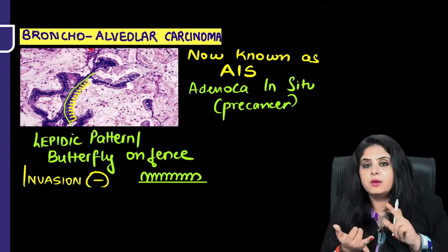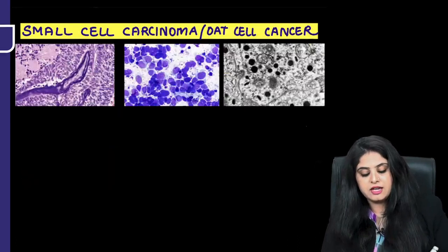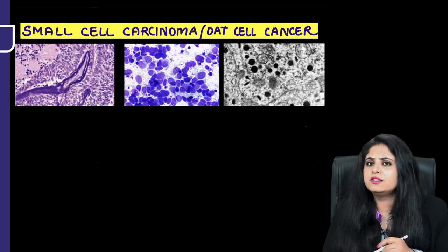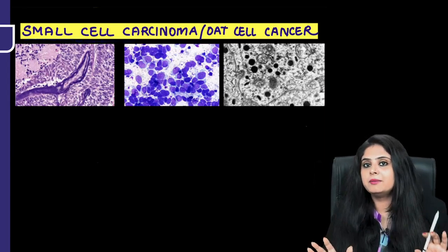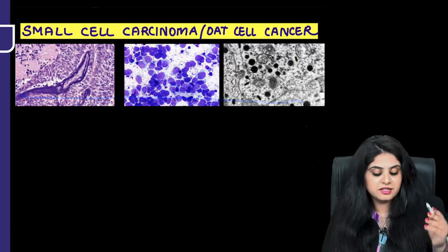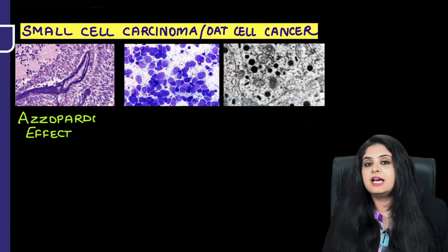Okay, so squamous done, adeno done. The last one that we have is small cell. Remember my mnemonic always in the videos, I say that small cell is sounding small but is chota packet bada dhamaka. It's going to show you a lot of things. So the first picture that it shows you is the Azzopardi effect.